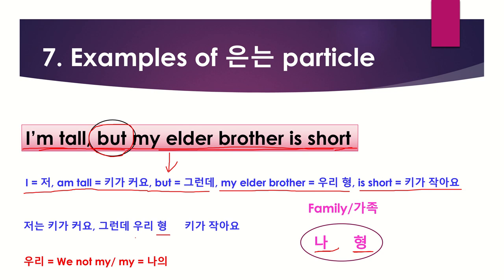형 ends with the consonant 이응. Okay, so we need the 은 particle. Okay, 저는 키가 커요. 그런데 우리 형은 키가 작아요.